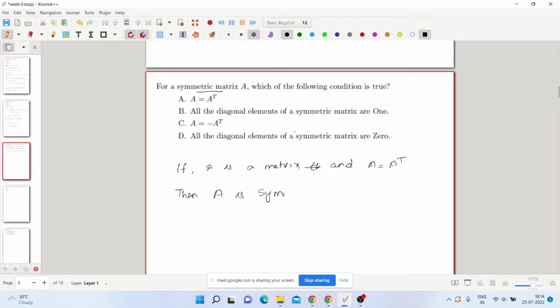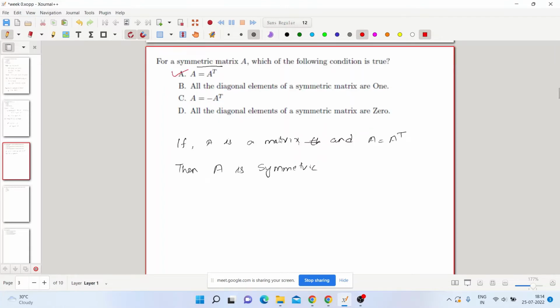From the definition itself, it is clear that for a symmetric matrix, A equals A transpose. So option A is the correct answer. Now let us go to the other options also. I hope you know what A transpose is. If we have a matrix A, then A transpose is the matrix in which the columns and rows of A are interchanged. That is, the columns of A will be the rows of A transpose and the rows of A will be the columns of A transpose.